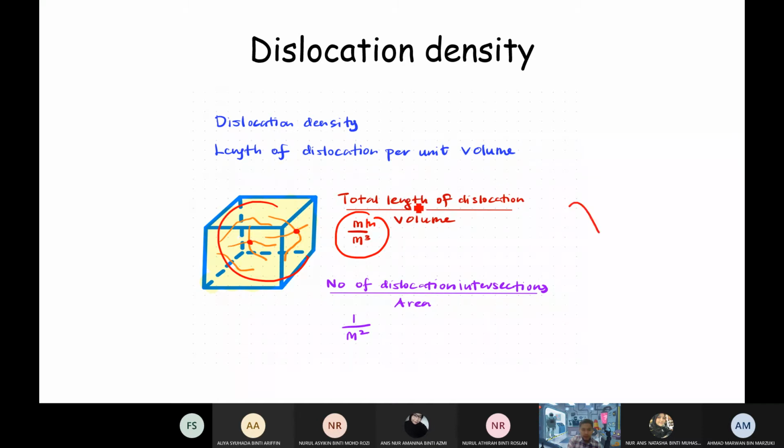Okay, let's say we have 2 dislocation here. We measure this intersection. So for example, here we have 2 intersection divided by the area, and the value will be 1 over millimeter squared. Faham? Between these two, boleh beza tak? Can you differentiate between these two ways of how we calculate density of a dislocation? Nampak beza tak antara ini dengan ni?